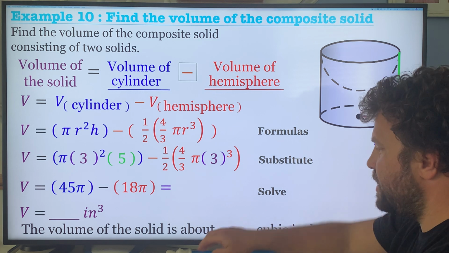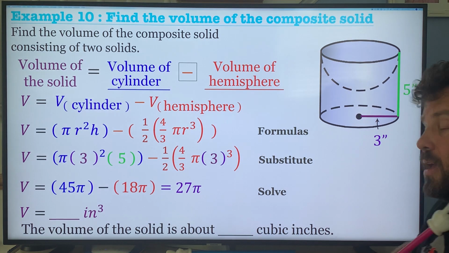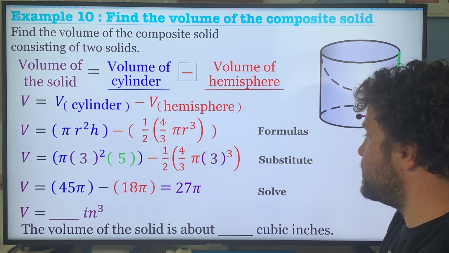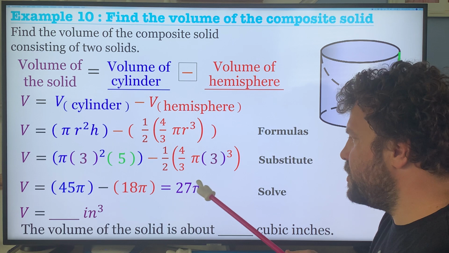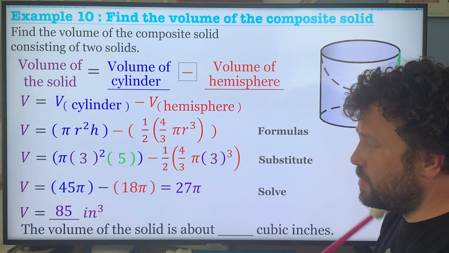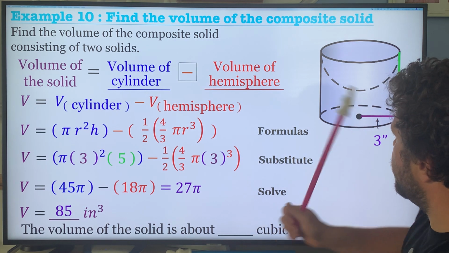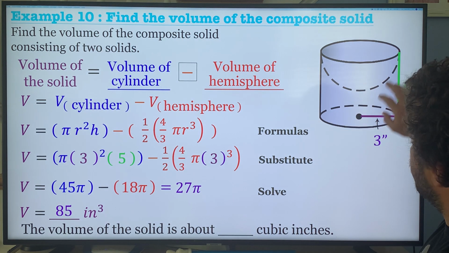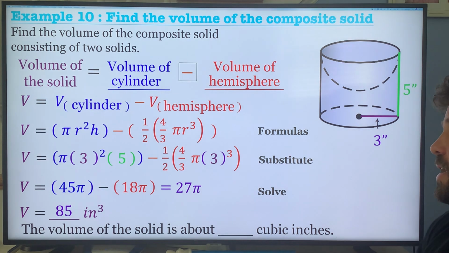45 pi minus 18 pi, well, you subtract the numbers and you keep the pi on it, you get 27 pi. Only problem is no one really goes about saying, oh, that's 27 pi units volume. Now, you would do this as a regular number, so you do 27 times pi and get about 85. So it's 85 cubic inches. The volume of this cylinder with the hemisphere carved out is 85 cubic inches.